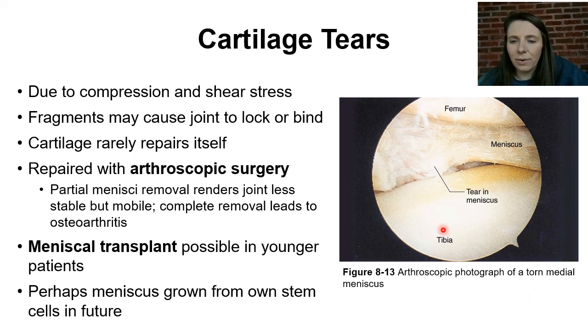This photo is showing you a tear in the medial meniscus. Here's the articular surface of the tibia, and here would be the articulating surface of the femur. And here's the meniscus. It should all look like this, but we can see that it's lumped off here. So this tear would then be excised out in this particular case.